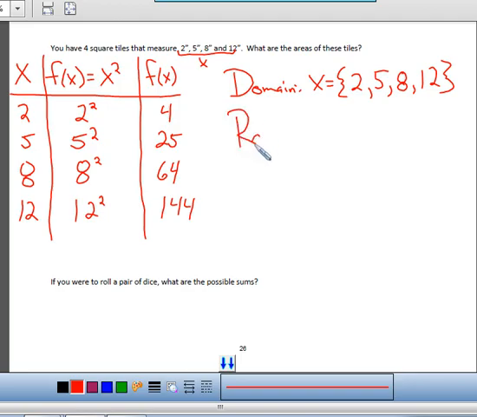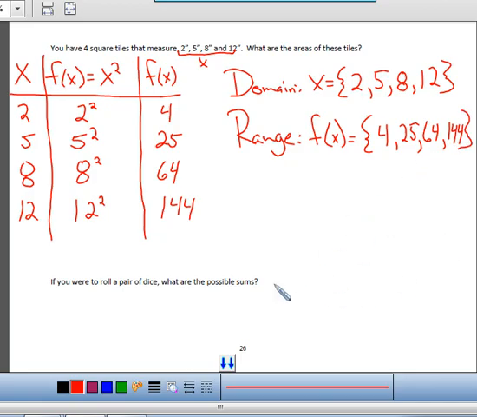The range for this function is f of x this time equals curly bracket, and we get 4, 25, 64, and 144. And then don't forget to end it with a curly bracket.